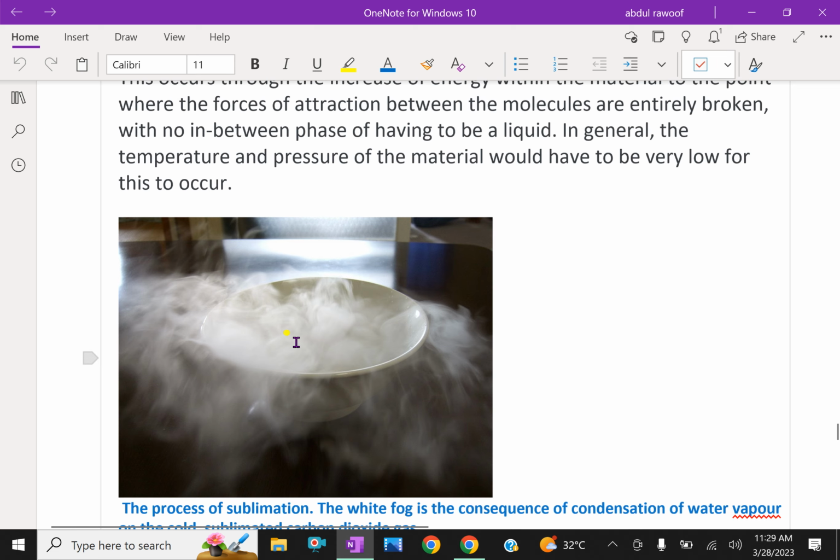Suppose we are keeping a naphthalene ball in an open area, it directly goes to a gaseous form. That means it mixes with the air of the room or the surface.